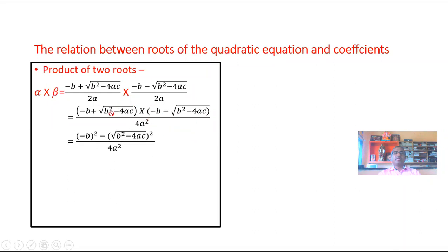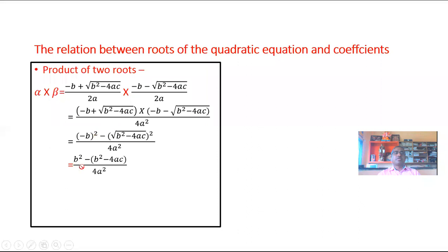At the numerator, observe the two terms, a plus b and a minus b. The value of a, minus b, is the same. The value of b, root b square minus 4ac, and root b square minus 4ac is the same. In the first bracket there is plus and in the second bracket there is minus. By using the expansion formula a plus b times a minus b is equal to a square minus b square. Here a square means minus b square, minus square root b square minus 4ac bracket square, upon 4a square.